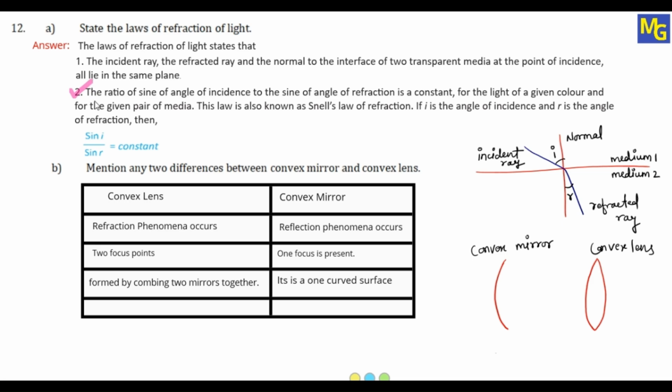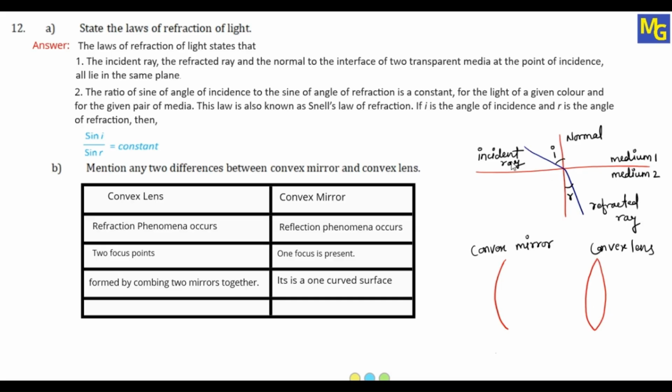So the second law is the ratio of sine of angle of incidence to the sine of angle of refraction is constant. So this is the second law, that is sine of angle of incidence to the sine of angle of refraction. This ratio is always constant.